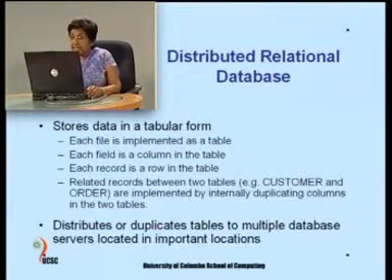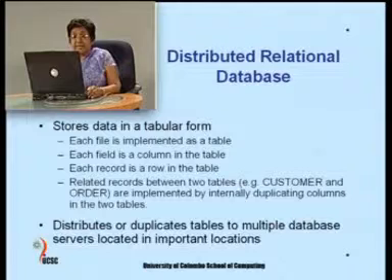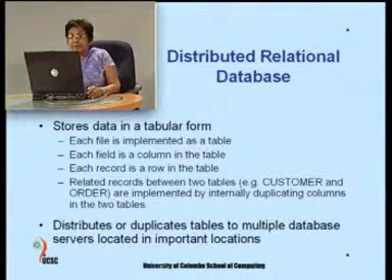In the distributed relational databases, data is kept in tabular form. Each file is implemented as a table in the database. Each field is a column in the table and each record is a row in the table.